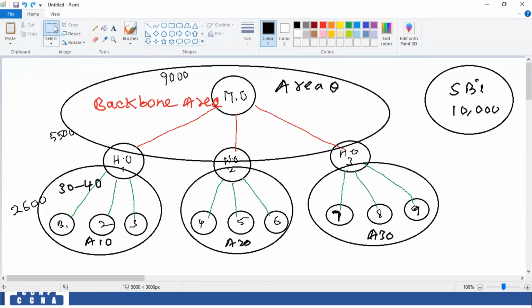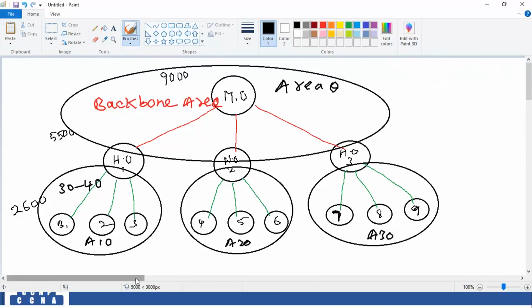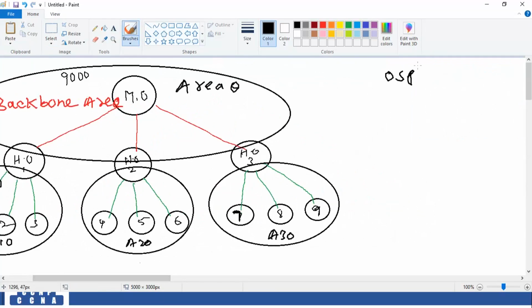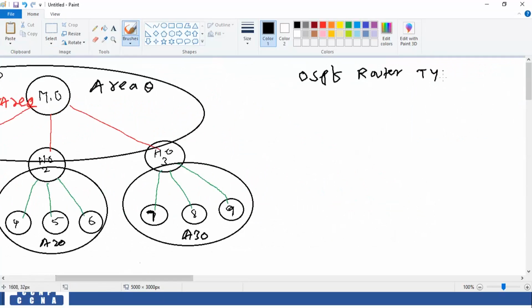OSPF router types. Routers which belong to area 0, those routers we call BR, backbone routers. Almost all 9,000 series routers are backbone routers actually. Routers which belong to area 0, those routers we call backbone routers.